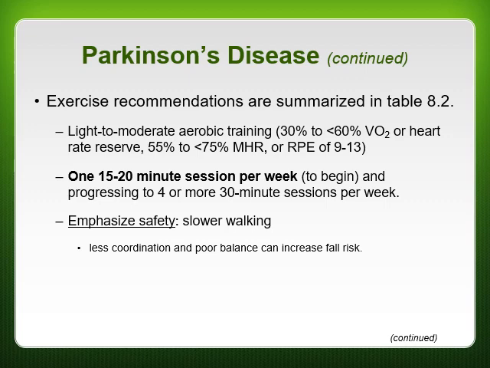Maybe slower walking. Less coordination and poor balance can increase fall risk. And typically this is mostly older adults. They're also at higher risk for issues with bone health, right? We talked a little bit about osteoporosis, and then they're more susceptible to have fractures. So less coordination and poor balance are bad. Slow them down. Make sure their movement is good before you get a little too crazy on some of this stuff.